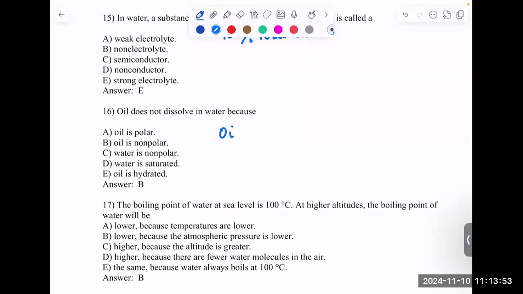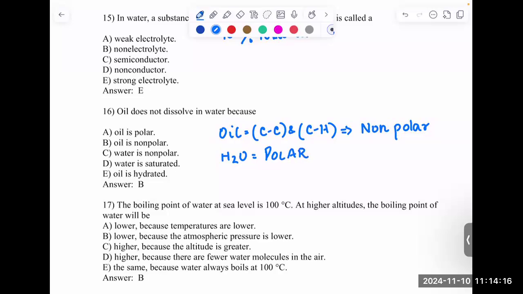Next, oil does not dissolve in water. Now, oil contains lots of carbon-carbon and lots of carbon-hydrogen bonds. So that makes oil non-polar. And so the rule is like dissolves like. Water is polar, always. So polar and non-polar will not mix. So the answer is, it will not dissolve because oil is non-polar. We are testing whether you know like dissolves like. So polar and non-polar.